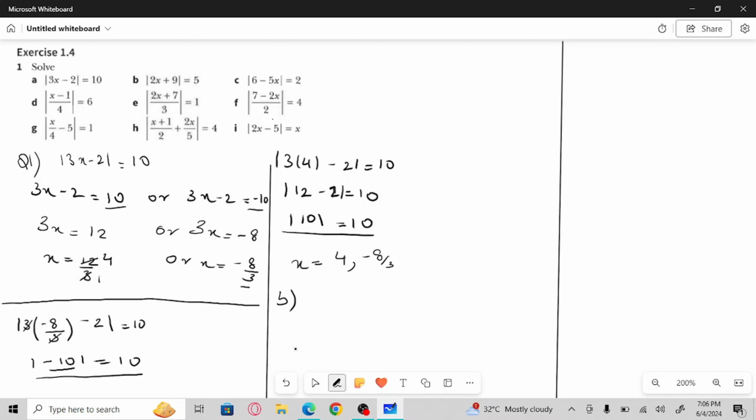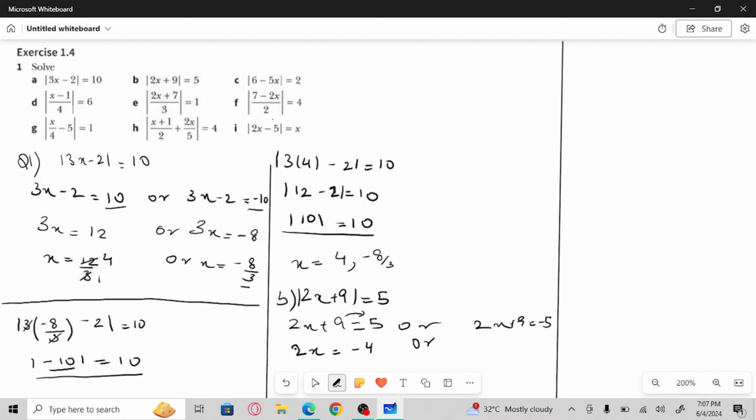Similarly, we'll do question 2b, the modulus of 2x plus 9 is equal to 5. So 2x plus 9 is equal to 5, or 2x plus 9 is equal to negative 5. Again, the same concept has been applied. We are going to simplify this. 2x is equal to 5, which goes here becomes minus 9. 5 minus 9 is equal to minus 4.